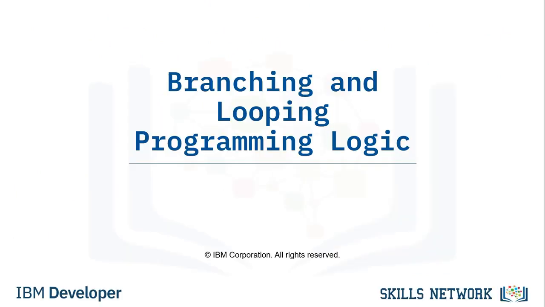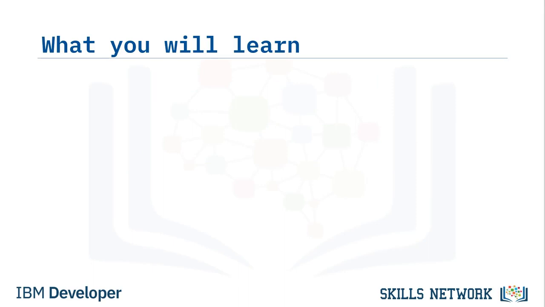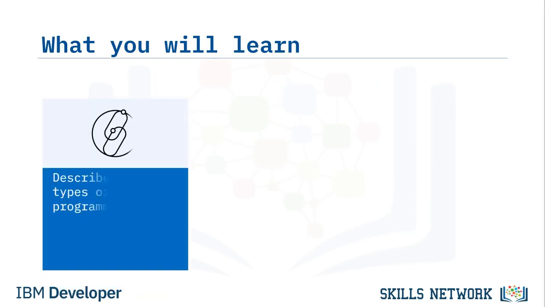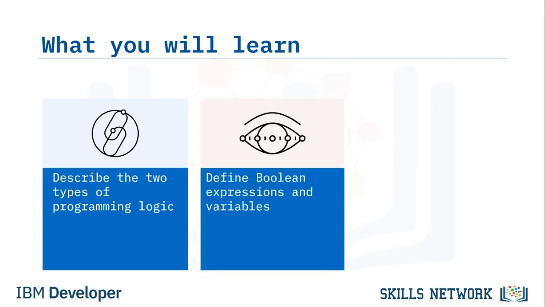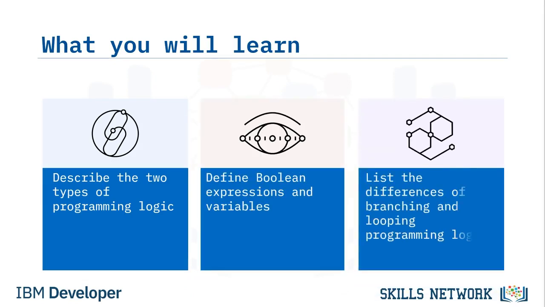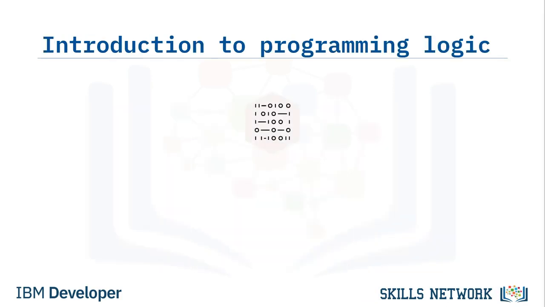Welcome to Branching and Looping Programming Logic. After watching this video, you will be able to describe the two types of programming logic, define Boolean expressions and variables, and list the differences between branching and looping. There are two major types of programming logic, branching and looping. Both types use Boolean expressions and variables.